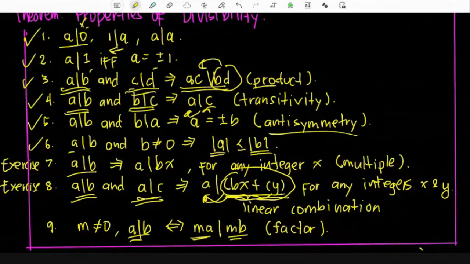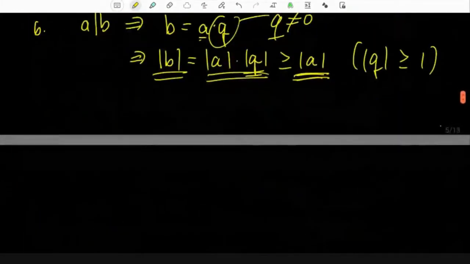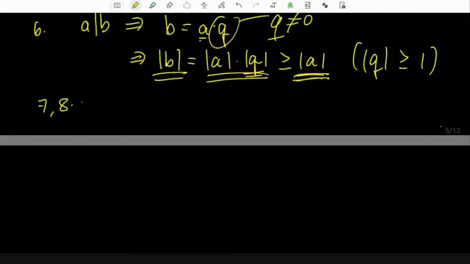If M is not 0 and A divides B, then MA divides MB. If MA divides MB and M is not 0, then A divides B. So, pwede ka raw mag-factor, makuha ng common factor, tapos yung matitira, still divisibility holds. Madali lang yan. Pakita natin. Medyo tricky lang ng konti yung factor. So, 7, 8, exercise.